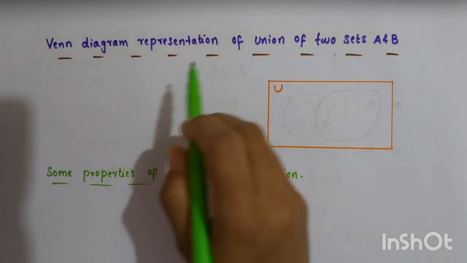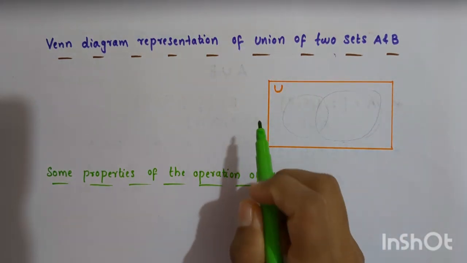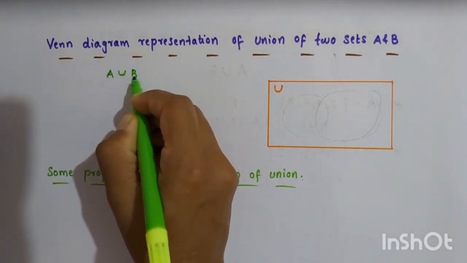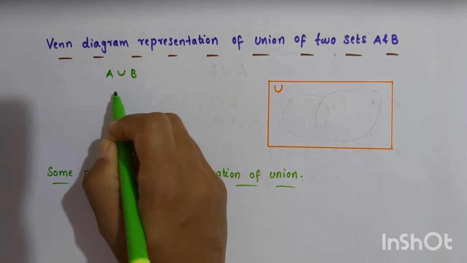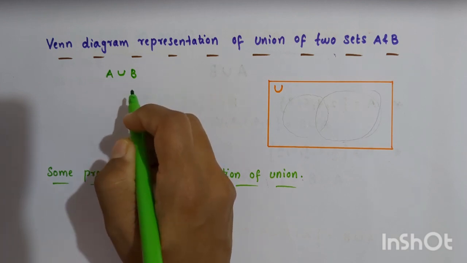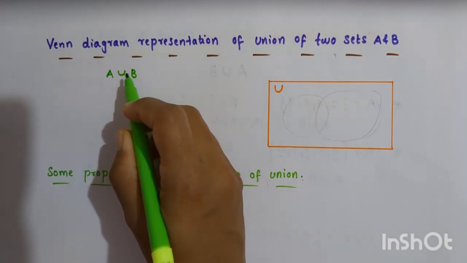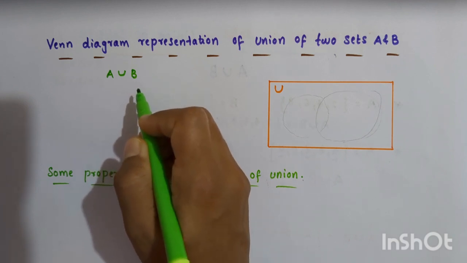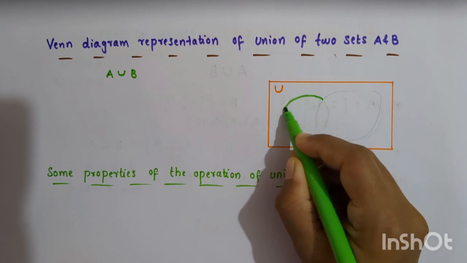Now, let us see the Venn diagram representation of the union of two sets A and B. This A union B actually includes all the elements in A and B. All the elements in A must be there in A union B, all the elements in B must be there in A union B, and there can be some common elements present in both the sets A and B, that also will be there in A union B. So in Venn diagram representation, we will represent it like this.